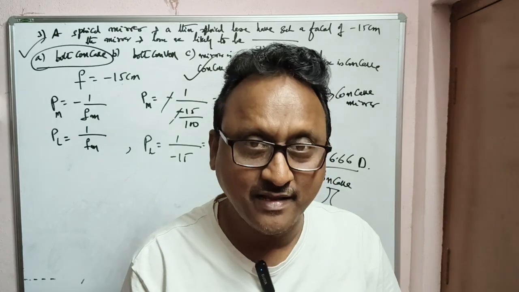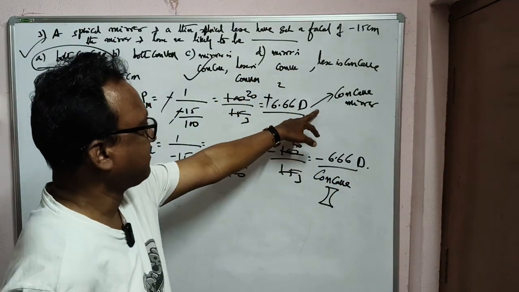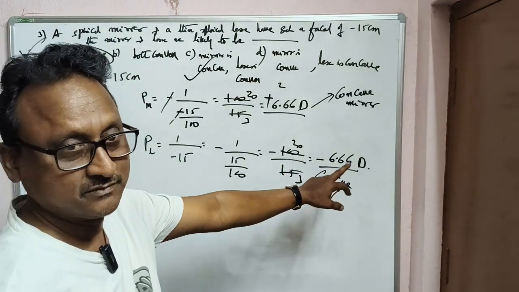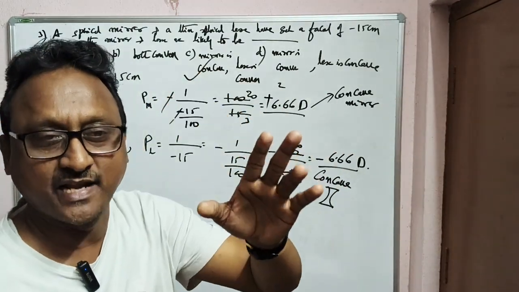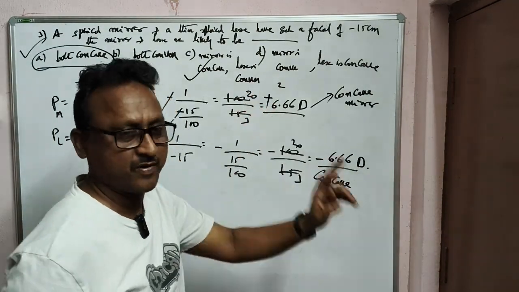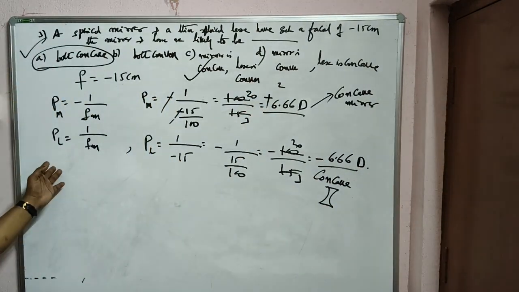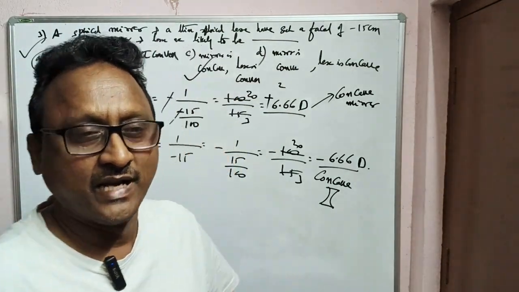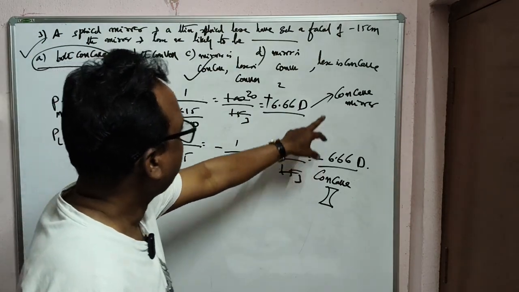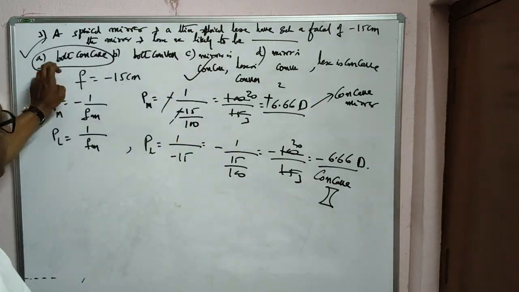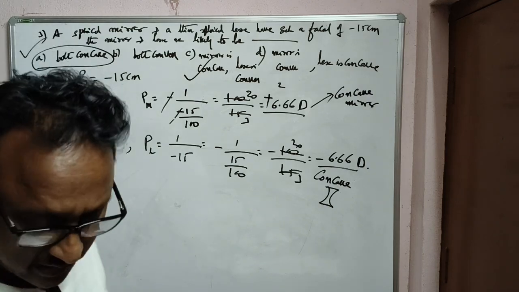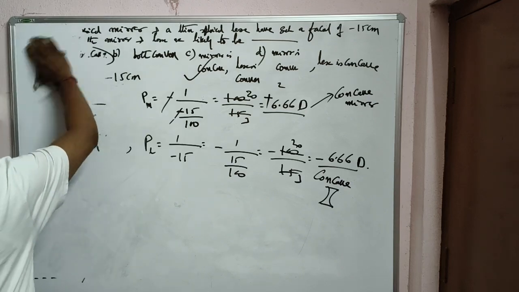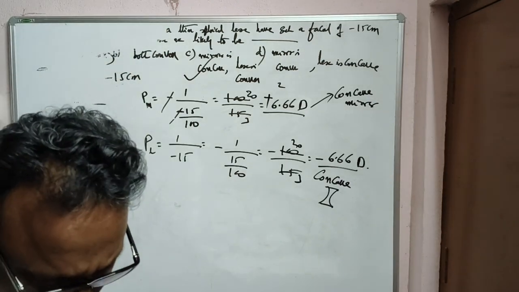Did you get the point here? The mirror is a converging one, positive, concave mirror, and you got a negative value for the lens. All diverging powers are negative. Because you got minus 6.66, power is negative, so it has to be diverging, certainly a concave lens. So concave lens means both are concave. This is the right answer. Clear? Like this you have to justify the answers. So how many questions? 3.